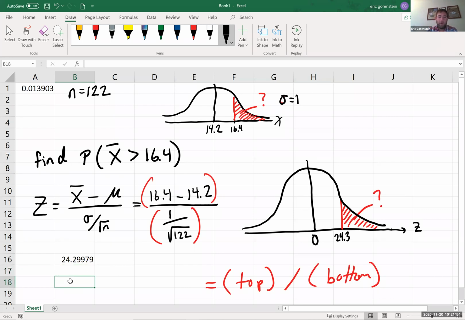So now to find the probability, I'll do 1 minus, because we've already talked about that. Now we have to go to the norm.s.dist function because we switched to z-scores. So we have to use the dot s. And our z-score is 24.3. And always comma 1. And the answer is 0.